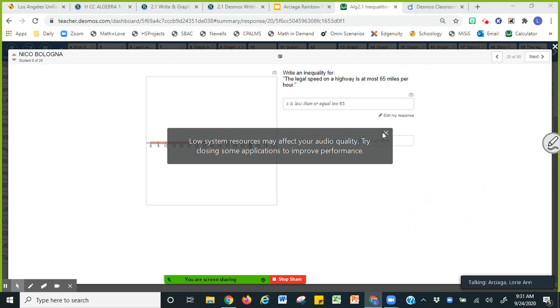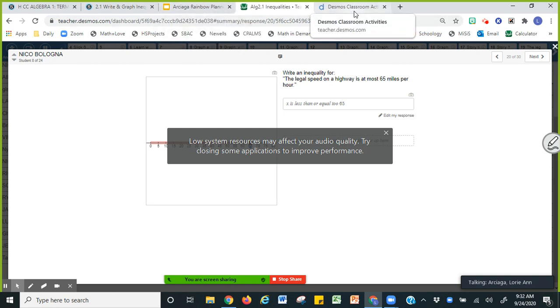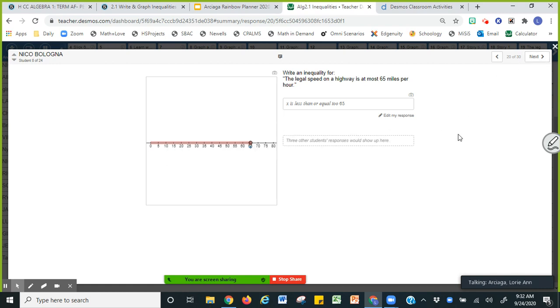All right. Oh, low system resources may affect your audio quality. Try closing some applications. Oh, do I have a lot of applications open? Okay. Yeah, my screen seems to be frozen, and of course, I have 4 other Chromebooks connected to the internet right now. So keep going, guys. You know your goal. You gotta reach the end. Okay. All right.